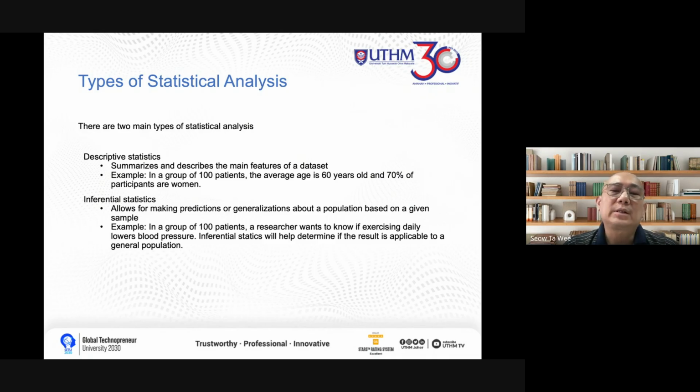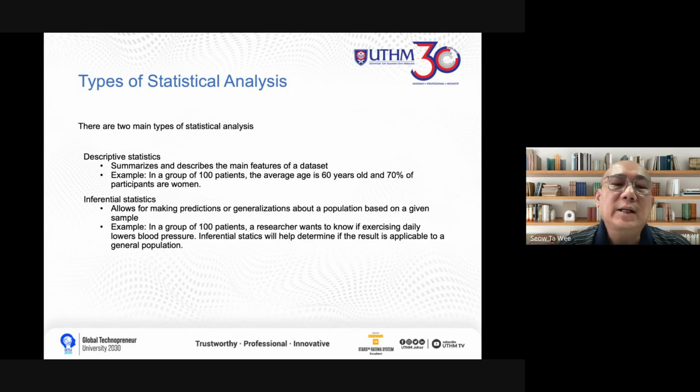Types of statistical analysis are divided into two. If we go to the SPSS, it also has the two types. One is descriptive statistics. The other one is inferential statistics. Descriptive analysis means summarizing the main features of the data. We look into the mean, mode, standard deviations, and so on.